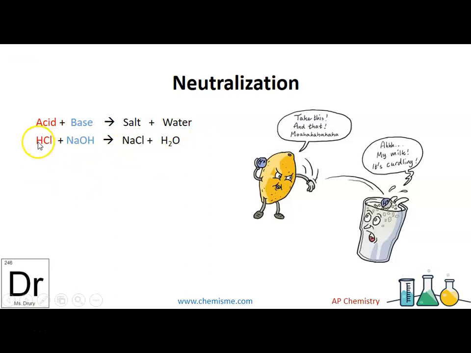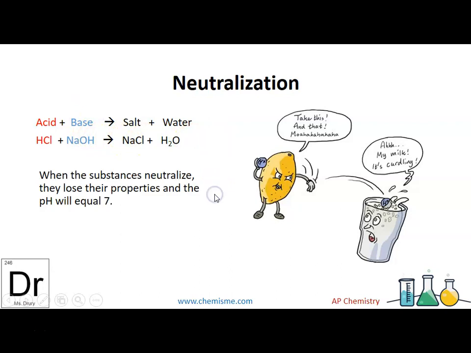Or when you had very bitter, acidic tasting or sour tasting substances with very bitter tasting or soapy tasting bases, now they have just salty tastes. So they lose their properties. When the substance is neutralized, they lose their properties and the pH will equal 7.